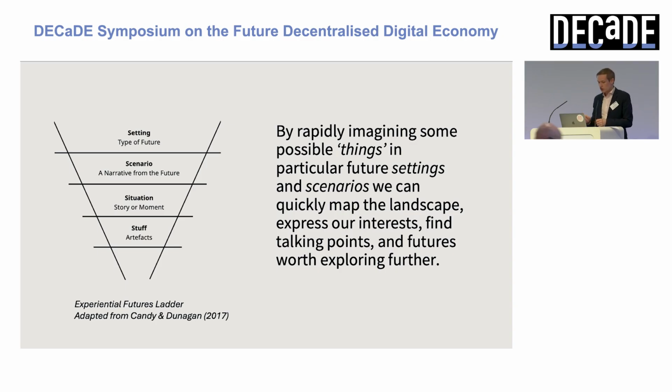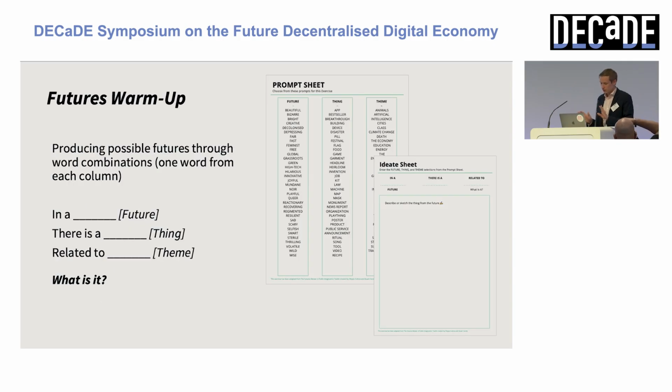And so we start with the stuff, and then from that we can think more broadly, what kind of world is this? And so this exercise works really simply to try and produce possible futures through combining different words and ideas. So in front of you, you see a few different sheets, but the first one is a warm-up, and it's a prompt sheet with lots of different words and adjectives, and an ideate sheet.